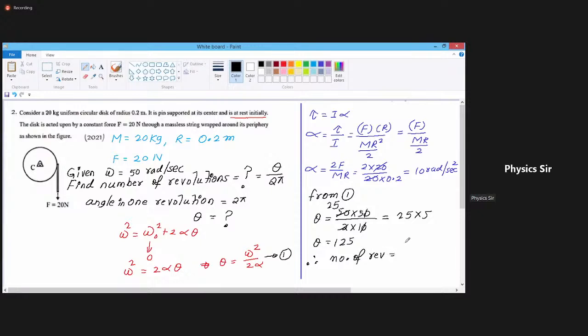The number of revolutions will be theta divided by 2 pi. Theta is 125. 2 pi is 2 into 3.14. This comes around 125 divided by 6. This comes around 20 revolutions. So this is approximately 20 revolutions. Did everyone understand?